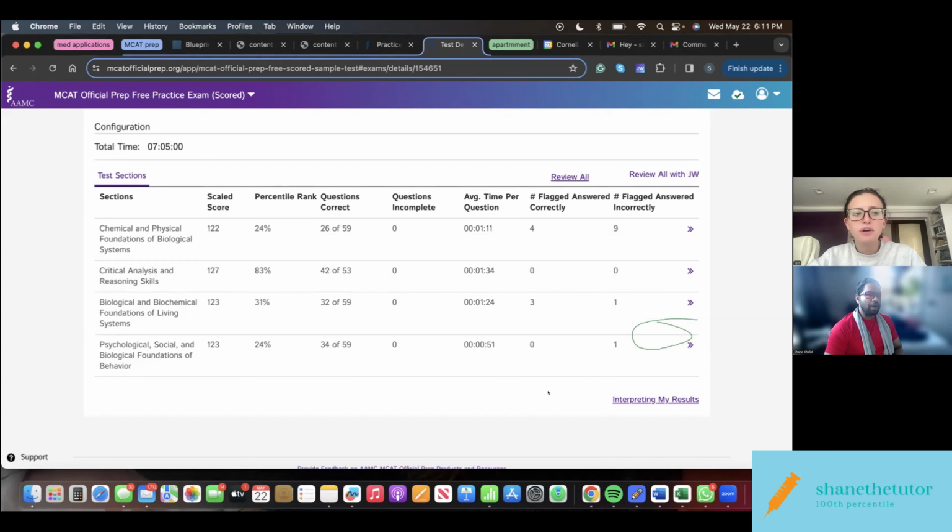Can we do biochem stuff? ChemPhys I know is one of my weaker points, but I didn't expect to do this badly on biochem. Yeah, the curve is different for the different sections. You can see even a 1 point increase from ChemPhys, but ChemPhys was 26 out of 59 and BB was 32 out of 59. So you got six more questions right just for that 1 point.